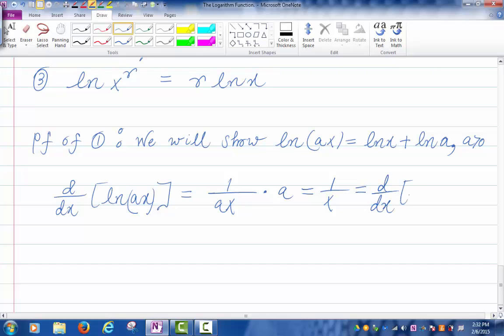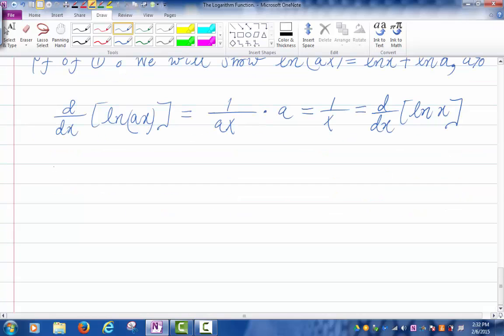of ln of x? Right? Now, the point is, the derivative of ln x and the derivative of ln ax are the same, right? The derivative of ln of x is the same as the derivative of ln ax, which tells you ln ax and ln x are antiderivatives of what? They are both antiderivatives of 1 over x, right?